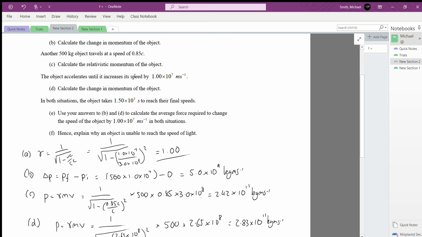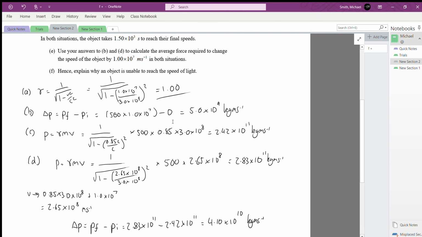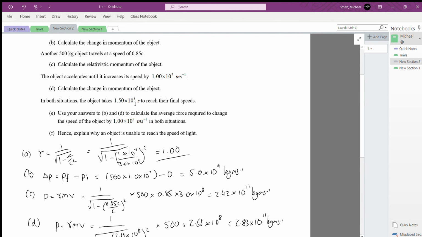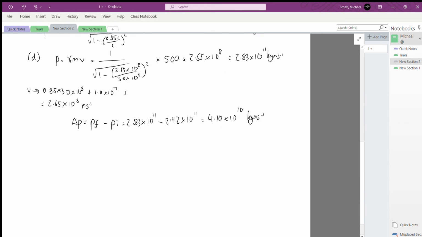So that was a little bit more complicated. There were three things involved in that. So now what we need to do is use our answers for the change in momentum to work out the force required to change their speed by that amount. So here we're using the relationship F is delta P over delta T.